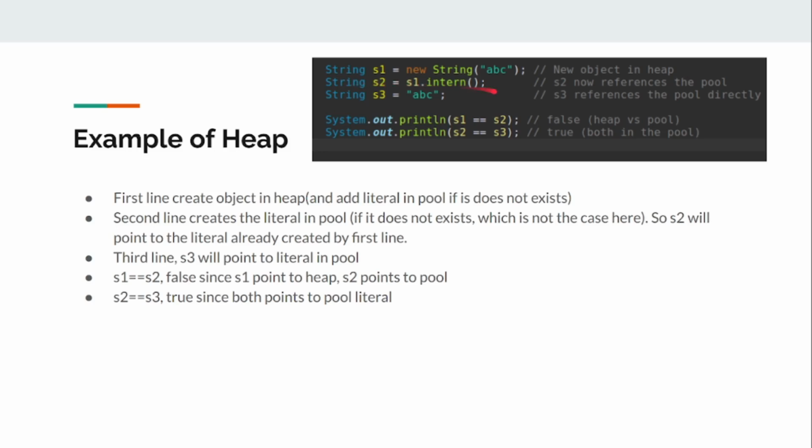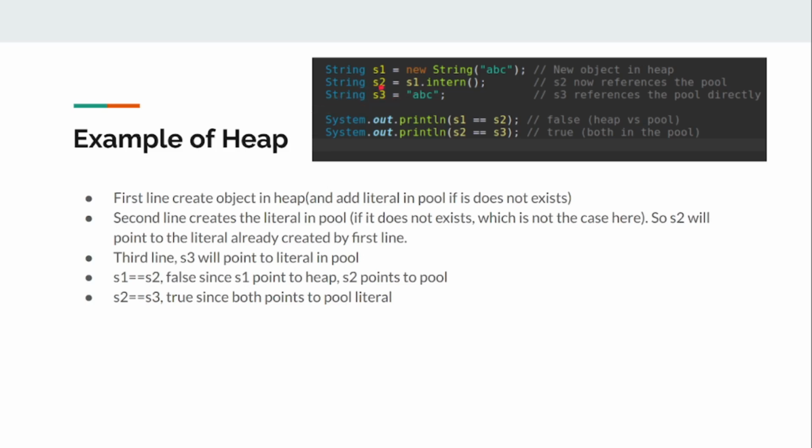Okay, so there's one more function, intern. What does it do? It simply creates a literal in the pool for that string literal if it does not exist. So what does it check? S1.intern will check what the value of S1 is, ABC. If the pool literal for ABC is not created, then it will create it, else it will point towards that.